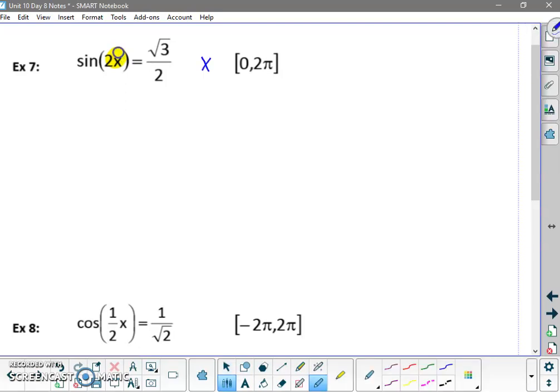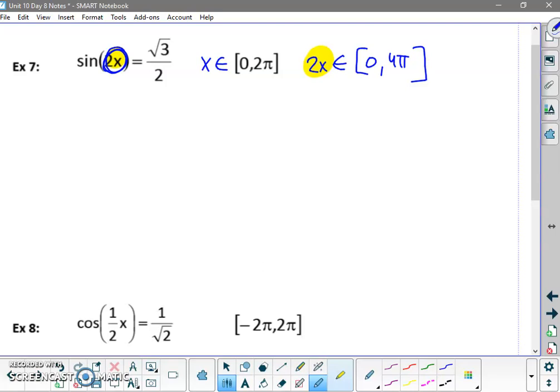All right, so far our domain, x is an element of 0 to 2 pi. So what I need to do now is figure out, okay, well, what's the domain for 2x? Well, that's kind of simple. Basically, what you need to do is just double both of these. So 0 times 2 is 0. 2 pi times 2 is 4 pi. So when we solve for this group, which is a 2x, I want all the angles between 0 and 4 pi. All right, well, where is sine square root 3 over 2?